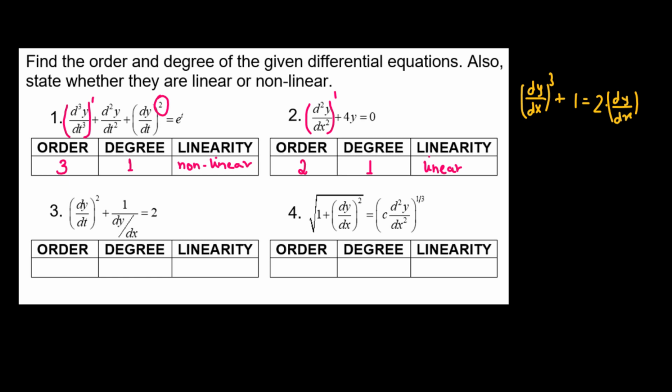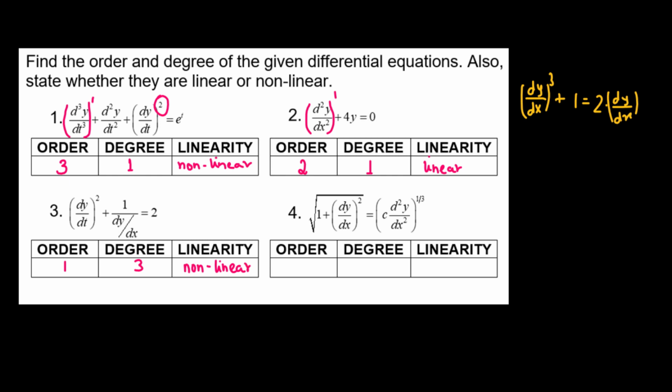Now if we look at this particular simplified differential equation, we see that the highest differential coefficient is dy over dx, so that means the order is going to be equal to 1. If we look at the power of the highest differential, we see that it's 3, so the degree is going to be equal to 3. About the linearity, this is going to be a non-linear differential equation because we have a cubic term. The first term is cubic in nature, so it's going to be non-linear.